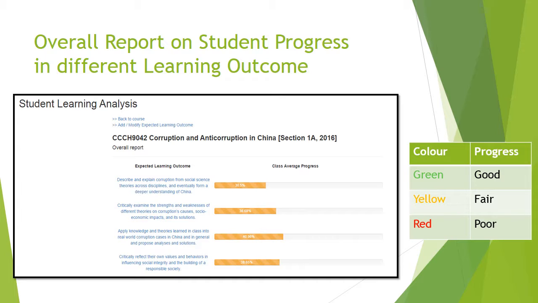Green means that students are in a good progress. Yellow means students are in a fair progress. And red means students are in a poor progress. The same color codes apply to all other bar charts you will see in this tool.